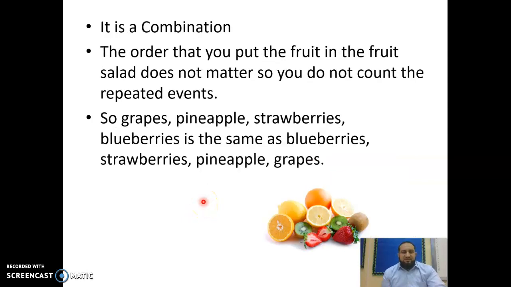Okay, so here it is a combination, since the order that you're going to put the fruit in a fruit salad does not matter, so you do not count the repeated events. Grapes, pineapples, strawberries, blueberries is the same as putting blueberries, strawberries, pineapple, or grapes. So basically here we are looking for how we can find combinations, but even in the combinations we will see how these events are happening, and based on that we can decide whether it's just a combination or a permutation.